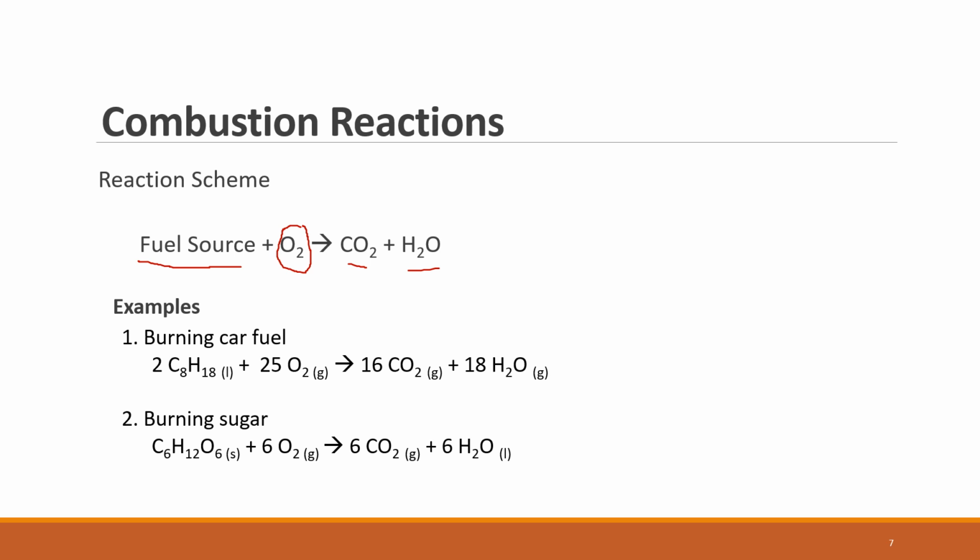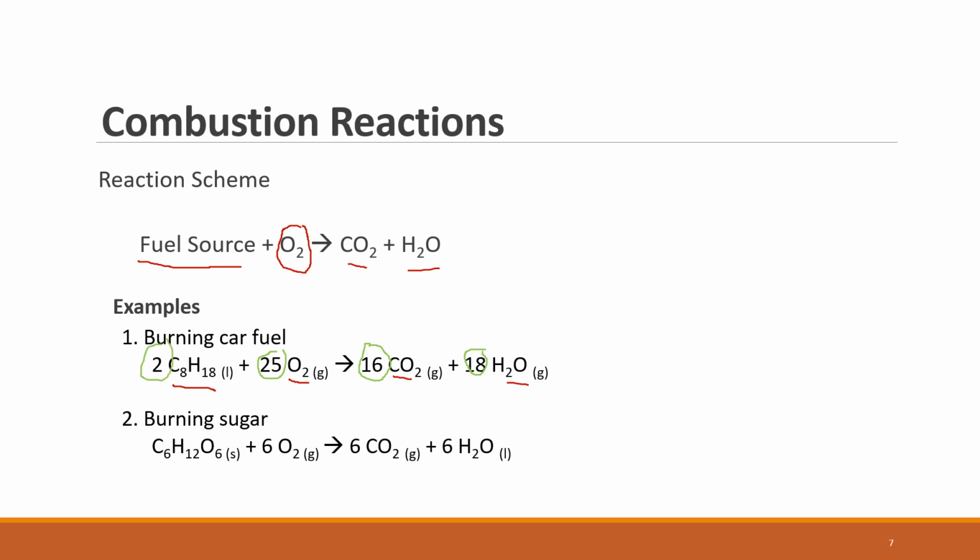Some specific examples are below. Burning car fuel is the first one, where we have carbon and hydrogen, C8H18, being the fuel source reacting with pure oxygen. A combustion reaction occurs to form the products carbon dioxide and water. Now notice the coefficients in front of these. Very, very large coefficients. So balancing combustion reactions can be very difficult because of the very large numbers included.